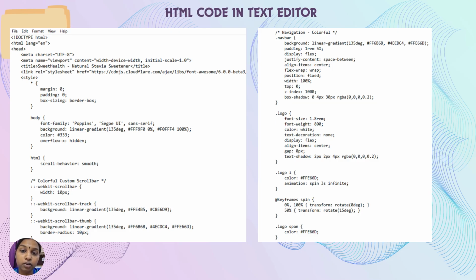Now take a look behind the screen at the actual implementation. In this first image, we have a snippet of the source code showing how the fundamental Sweet Health Natural Stevia Sweetener website is structured using HTML5 and modern CSS features. First, let's highlight the key technical highlights.